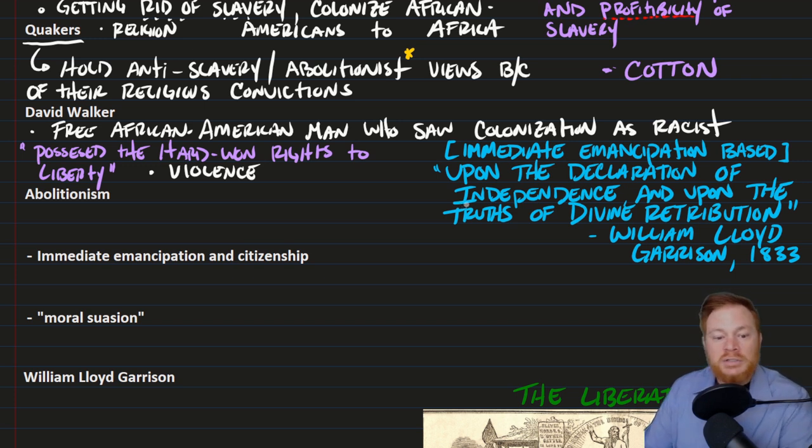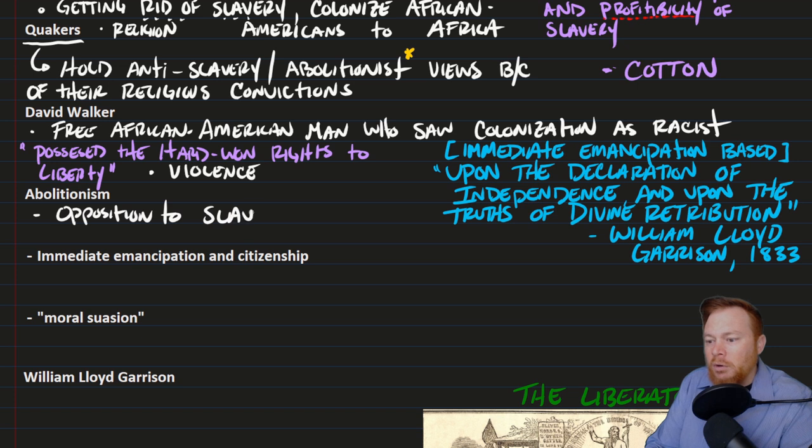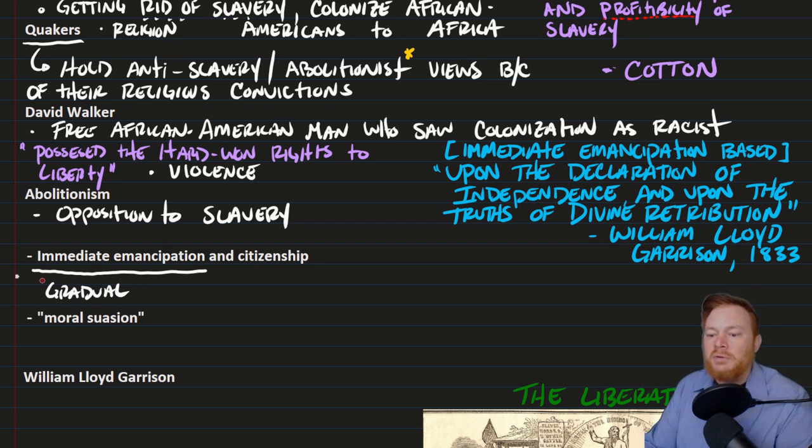So, as far as abolitionists go, let's define specifically what an abolitionist believes, right? So it's not just opposition to slavery. That is certainly one part of it. But to be an abolitionist, you have to call for immediate emancipation, right? So any type of gradual plan to get rid of slavery, that's not good enough for the abolitionists.